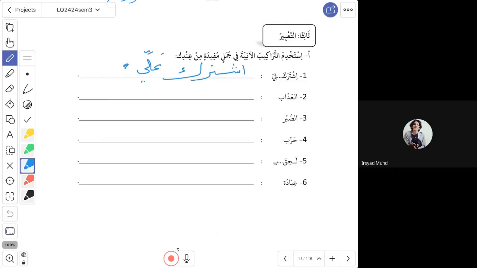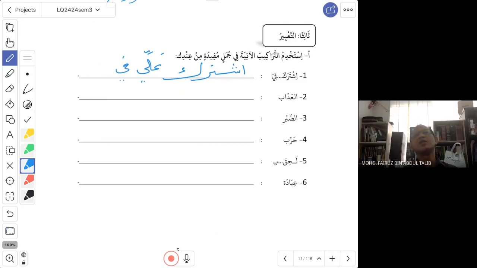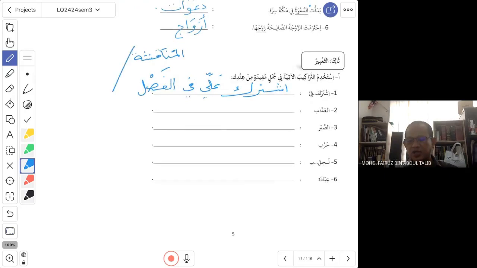So Ali participated. Fil Fasli. Okay, what do you mean by that? Ali participated fil Fasli. Ali, he participated in the classroom. Okay, the sentence is correct. Ishtaraka Ali fil Fasli. Or you can say ishtaraka Ali fil munaqasha, in the discussion. Sahih. Munaqasha means discussion. Ishtaraka Ali fil Fasli, ishtaraka Ali fil munaqasha, ishtaraka Ali fil musabaqa.